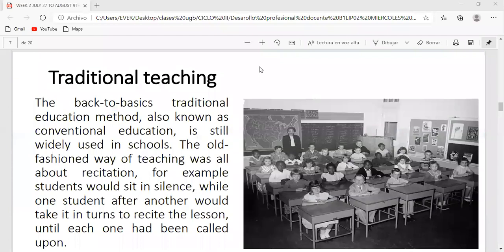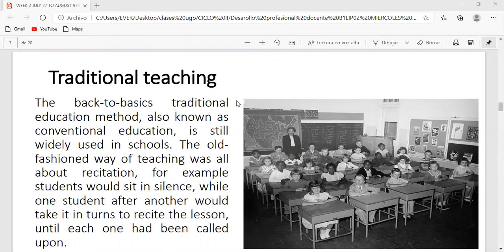Okay. It says traditional teaching. The traditional education method, also known as conventional education, is still widely used in schools. The old-fashioned way of teaching was all about recitation. For example, students would sit in silence while one student after another took turns to recite the lesson until each one had been called upon.